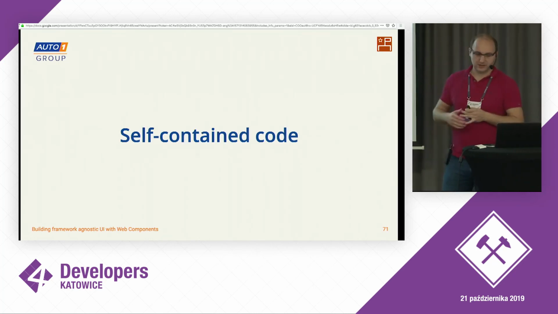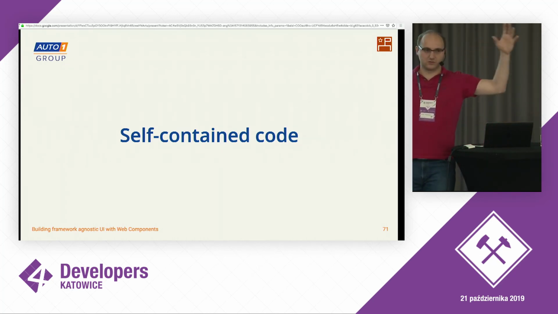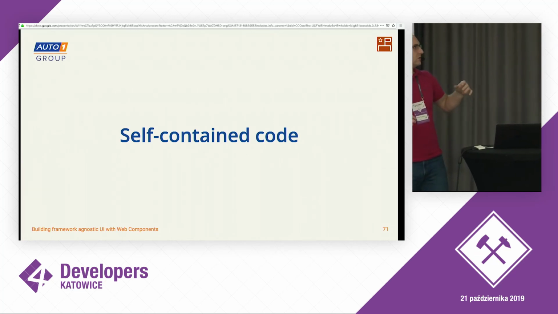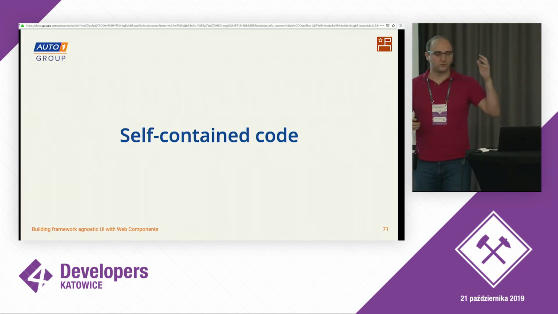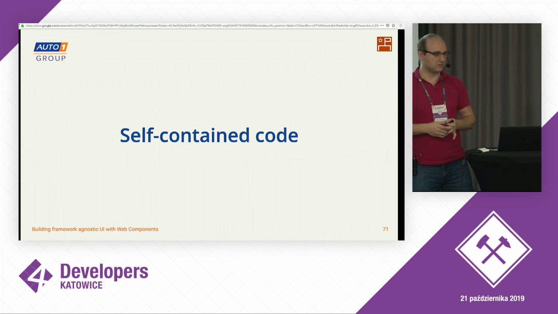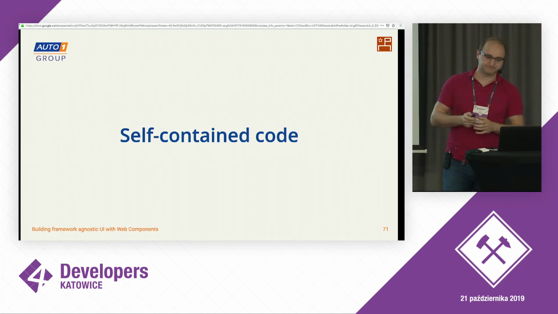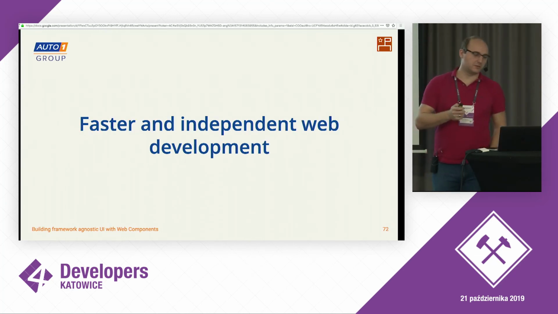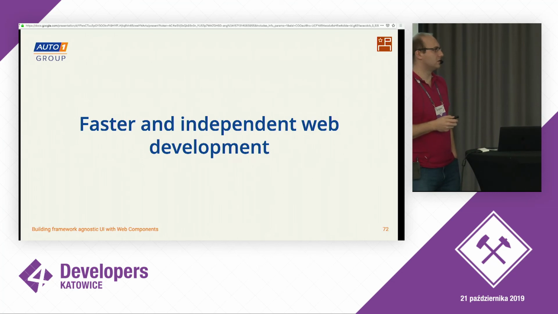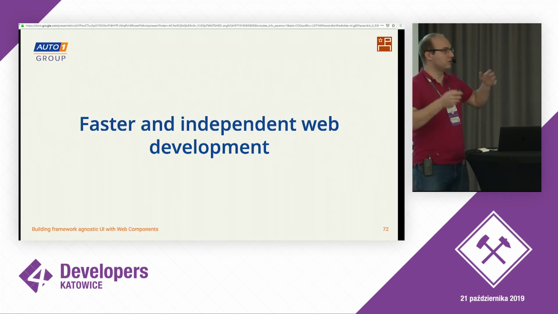And the code is self-contained. What does it mean? It doesn't affect the global scope, right? So you don't have to share the runtime. You don't have to have shared state or global variables. You're building an independent application inside a huge application. And there is independent deployment, which helps to deliver features faster, because you don't have to care about the other features that might be broken by your code, because your code is independent, right?